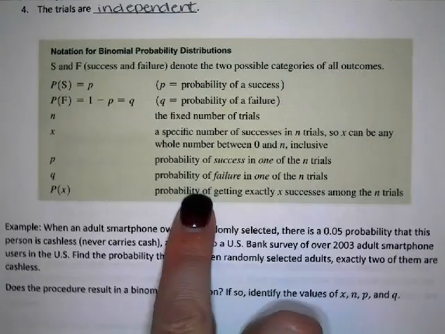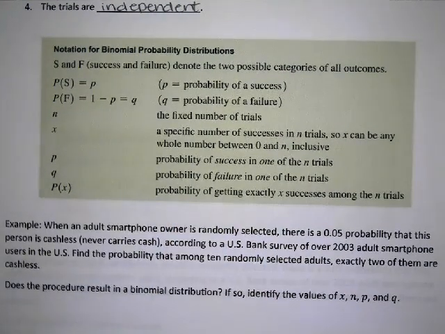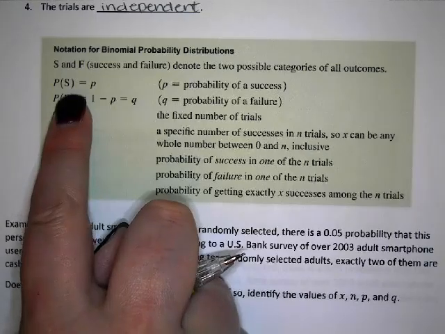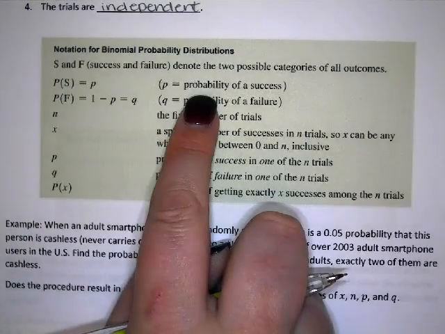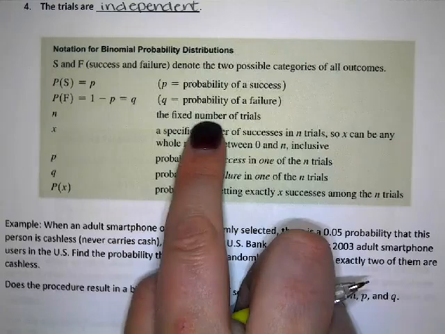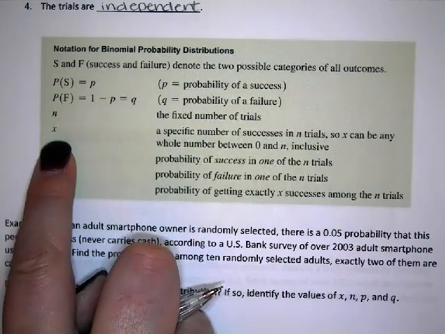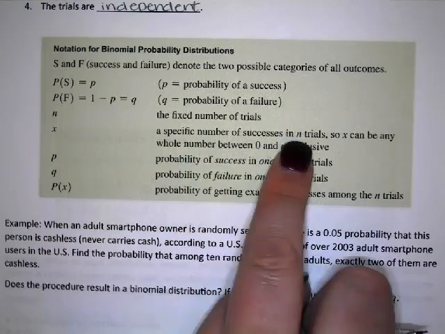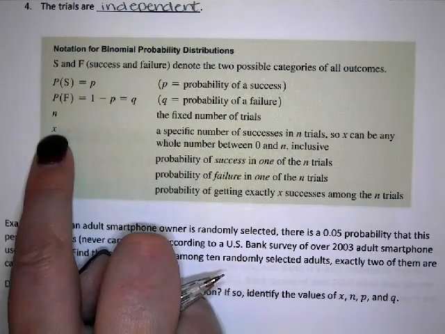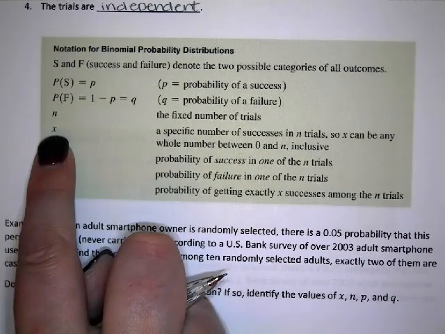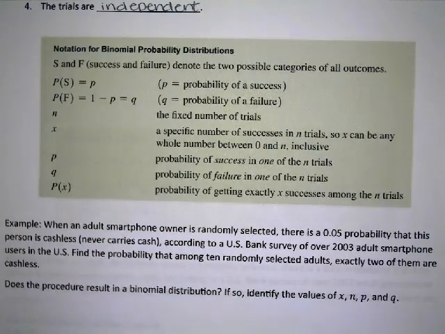So here we have some notation for binomial probability distributions. The probability of success is often going to be given to you in the problem. The fixed number of trials should often be given to you in the problem. X is a specific number of successes in the trials. You will be looking at the context of the problem to determine what the random variable X stands for, so you can determine what they mean by success in this particular problem.